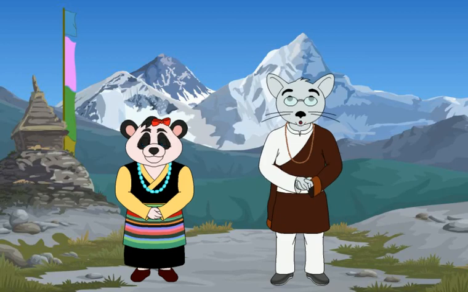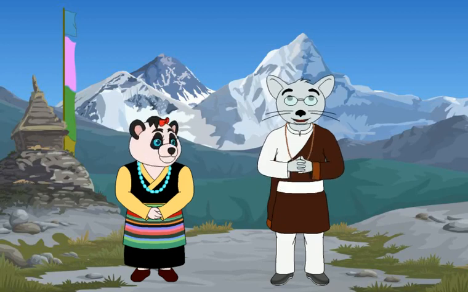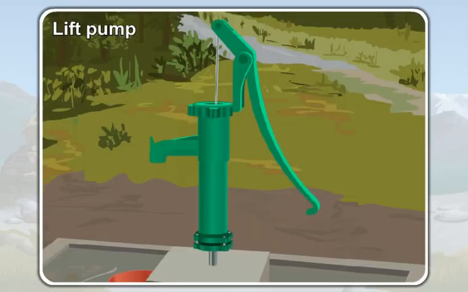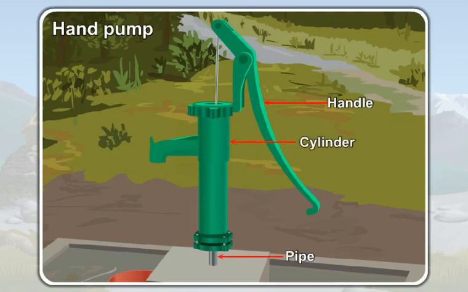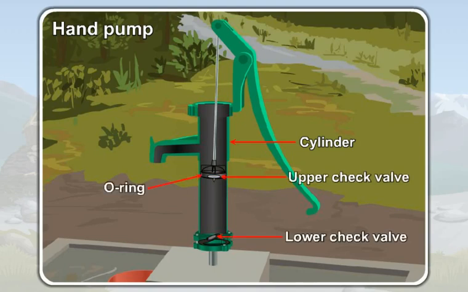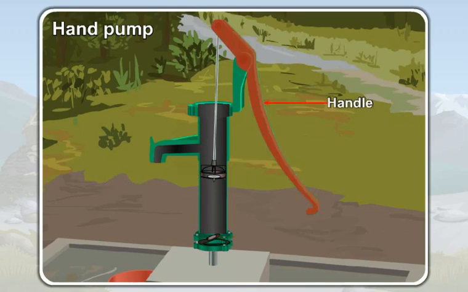Students, you may know that we use a lift pump to draw underground water. The lift pump is also called the hand pump. A hand pump has a handle, a cylinder, and a pipe attached to it at its lower end. Inside the cylinder, there are two check valves, an O-ring, and a piston. The handle is attached to the piston through a piston rod.